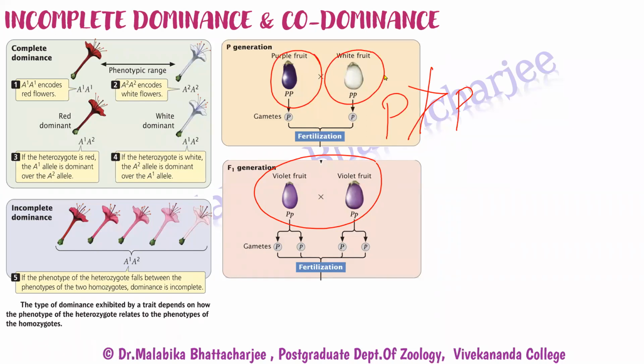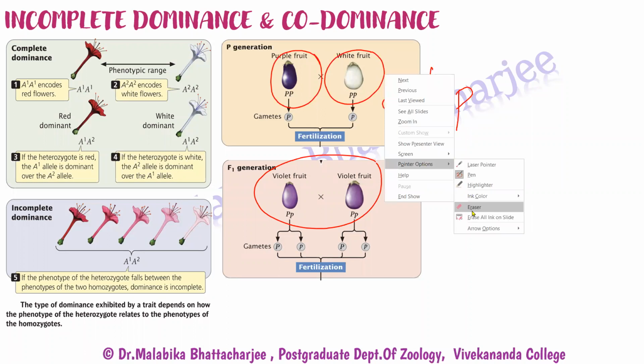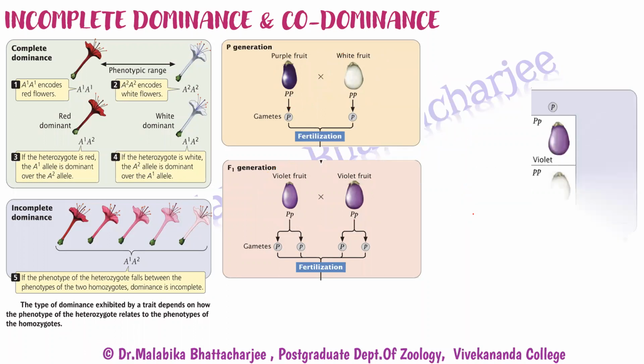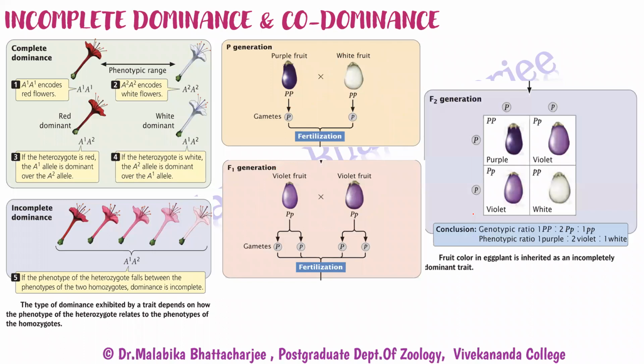And evidently, when we go to the final F2 generation, what do we see? We see purple, we see two violet, and one white. If you remember, the Mendelian ratio was 1 dominant homozygote, 2 heterozygotes, and 1 recessive homozygote. In the case of Mendel, since the heterozygotes phenotypically give us the characteristics of tall plants, it was 3:1.